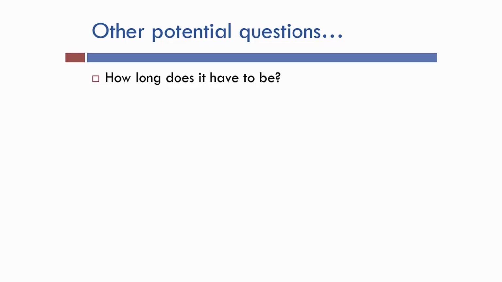How long does the lit review have to be? Well, you know what? When it's done, it's done. Sometimes it's 10 pages. Sometimes it's 200 pages. Some of you have picked some pretty broad topics. You need to thoroughly review the literature. There's no minimum or maximum requirement there.